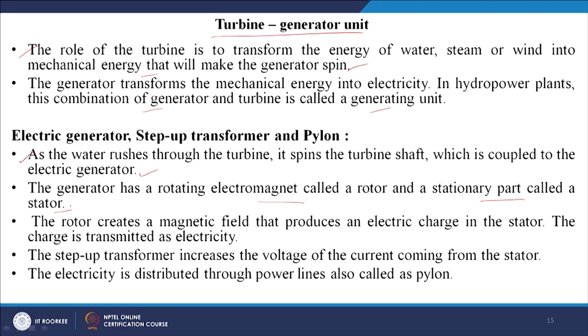The rotor creates a magnetic field that produces an electric charge in the stator. The charge is transmitted as electricity, but this electricity voltage may not be that high. So, the setup of a transformer increases the voltage of the current coming from the stator, and the electricity is distributed through power lines, that is called a pylon. These are the parts of the turbine generator unit.